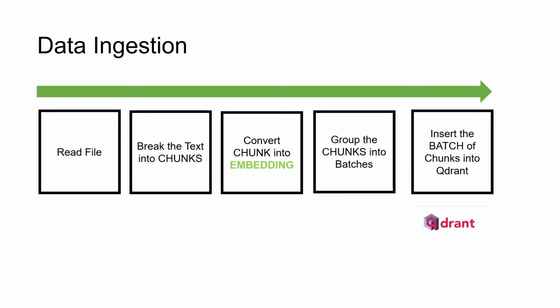So next we'll explain the data ingestion. The data ingestion is composed of various parts. We'll read the file, we'll break the text of the file into chunks, we convert the chunk into embedding. If you do not understand embedding, please watch my other lecture on cosine similarity in embeddings. It should help you in that. Group the chunks into batches and insert the batch of chunks into Qdrant, which is a vector database.